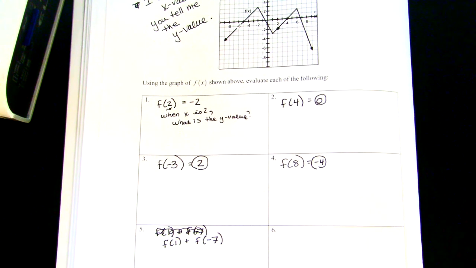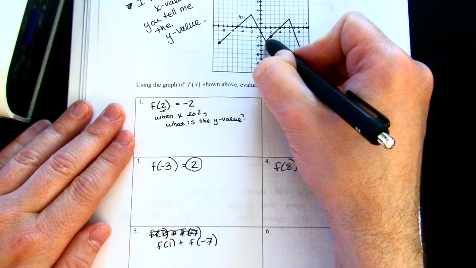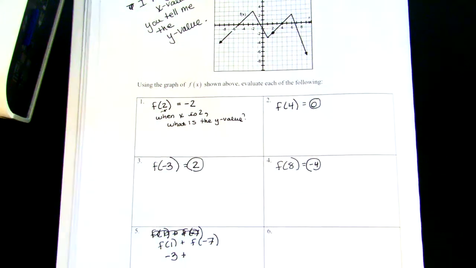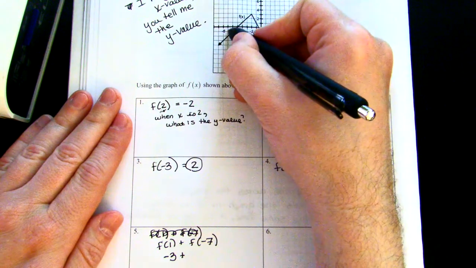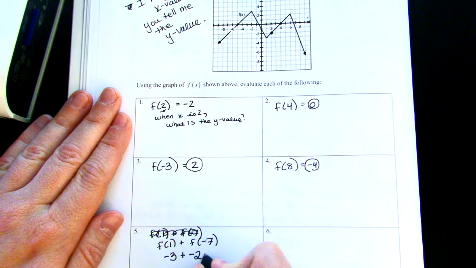So what's f of 1? F of 1 means my x value is 1. The y value I see on the graph, it's over here. It's negative 3. What's f of negative 7? X value is negative 7. The y value on my graph is negative 2. So negative 3 plus negative 2, we're going to get negative 5.